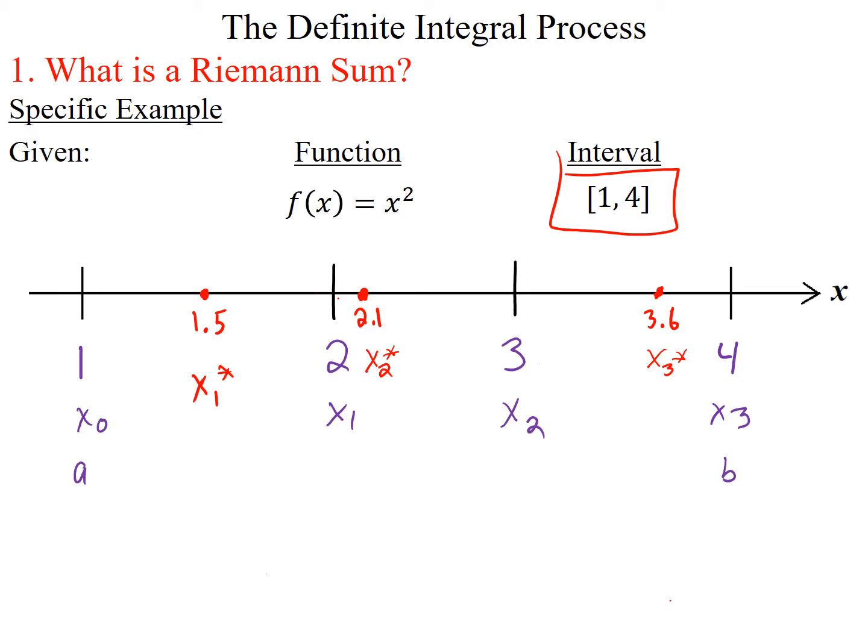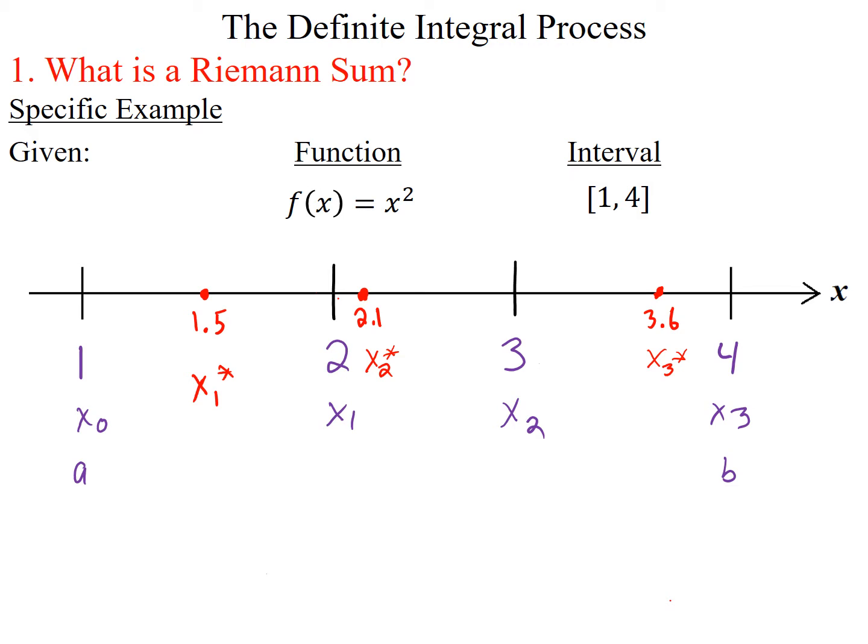And the notation for those is going to be x1 star, x2 star, x3 star. There isn't going to be an x0 star because there's 3 subintervals. We're going to have 3 of them. But even though there's 3 subintervals, we have 4 tick marks. That's why we had to have an x0. Okay, and then you build a sum, and it's called a Riemann sum. Okay, here's how that goes.